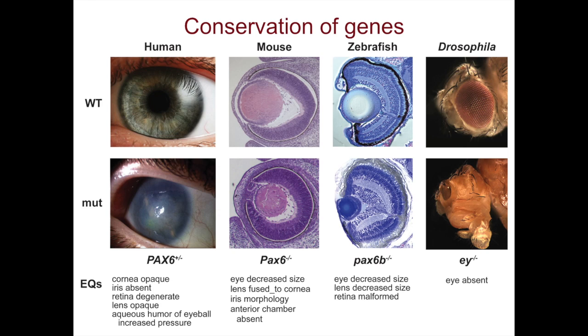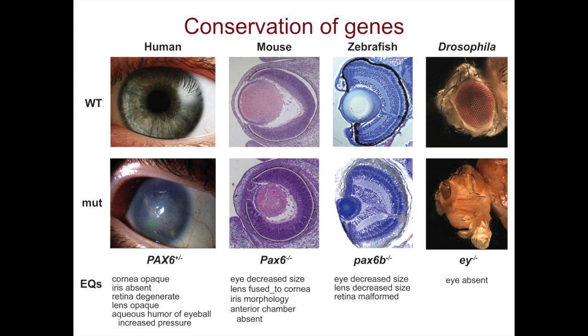You can see here, this is Drosophila on the right, when a fly loses this gene called eyes absent, which is the ortholog of PAX6, which basically means the same gene but in a different organism, you see a near total loss of the eye. Loss of PAX6 in vertebrates causes eye defects, including decreased eye size, defects in the lenses, and the retina can be disturbed and malformed.